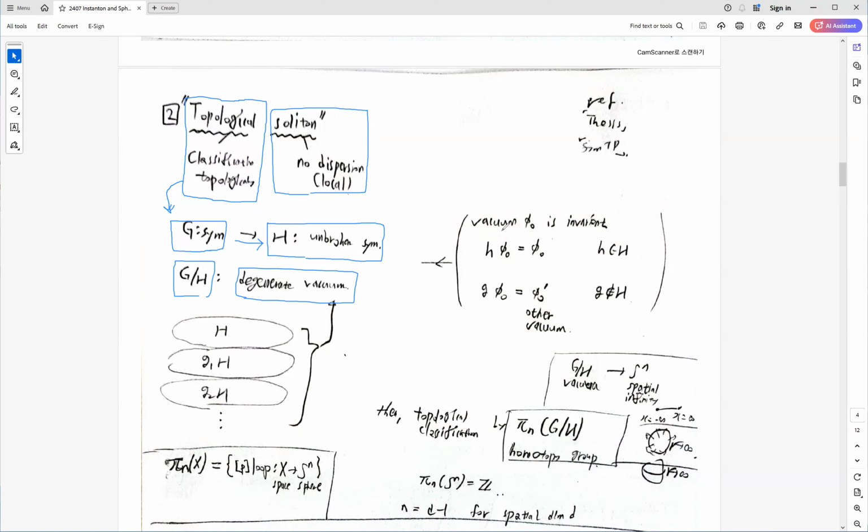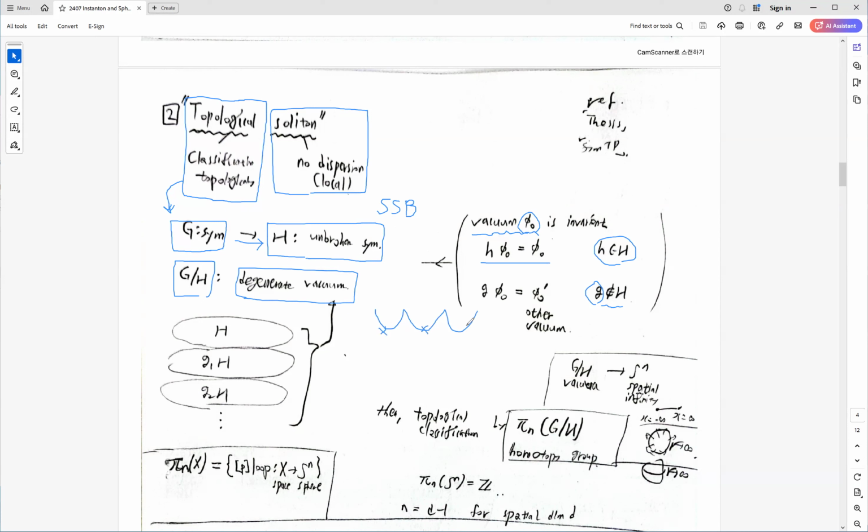So consider that there is some vacuum phi 0. Spontaneous symmetry breaking means that the vacuum is not invariant under the transformation. So if there is some small h, an element of the unbroken symmetry, capital H, then such a vacuum stays invariant under such elements of small h. But if small g is not an element of the unbroken symmetry group, capital H, then such a small g changes the vacuum. So the vacuum is not invariant. So there are some degenerate vacuums that exist.